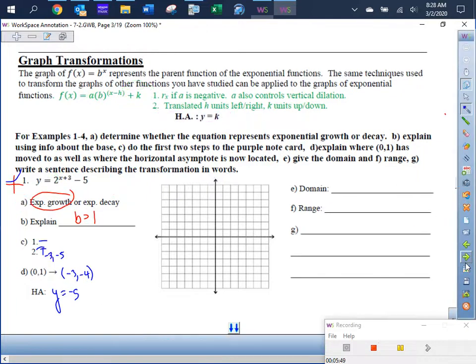So that's how we'll start. We will start by drawing the horizontal asymptote. Make him a dashed line, and put that little HA, y equals -5. Now, if I'm going too fast for you, you can always pause the video, but get that guy drawn in there.